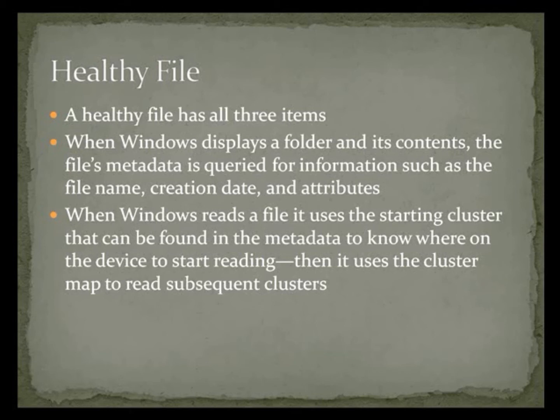When Windows displays a folder and all of its contents, the file's metadata is queried for information such as the file name, the creation date, attributes, and so forth. When Windows reads a file, it uses the starting cluster that can be found in the metadata to know where on the device to start reading. Then it uses the cluster map to read subsequent clusters.